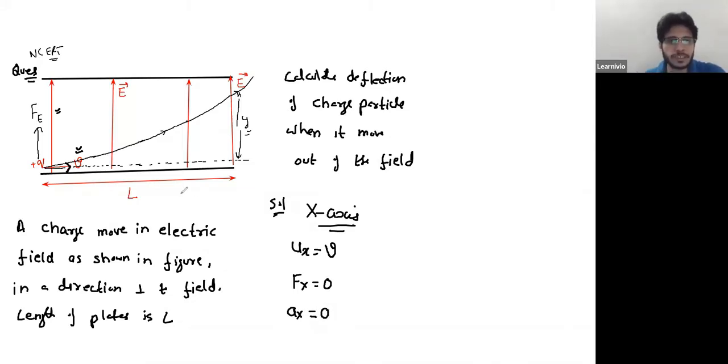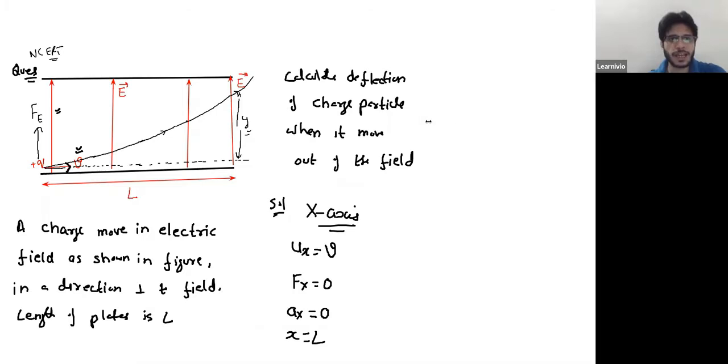Okay, can you tell me the displacement along the x-axis covered by the particle when it moves out of the field? L, very good. Along the x-axis it covers a displacement L. So when it moves out of the field, it will cover a displacement L.